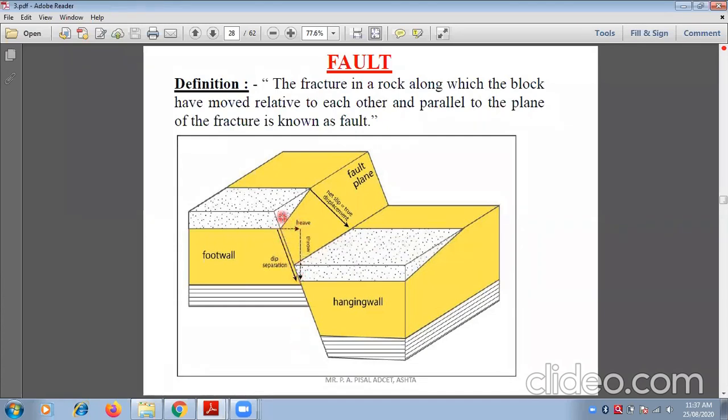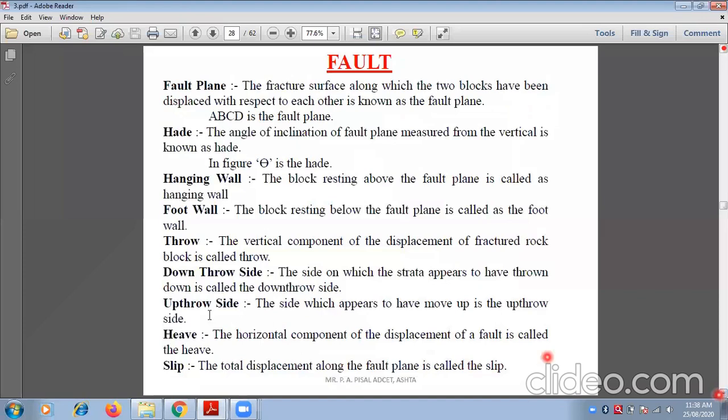So out of those 3 directions, the vertical displacement distance is considered as a throw. The horizontal displacement distance is considered as a heave, and the inclined displacement is considered as a slip. Okay, now here in this slide, the definitions are given.